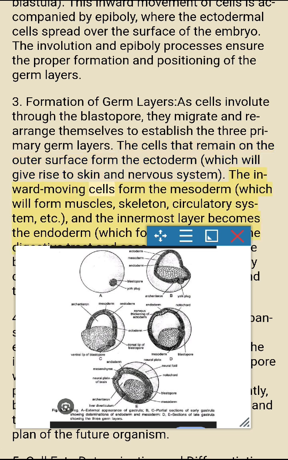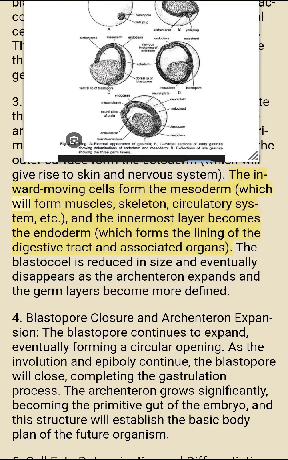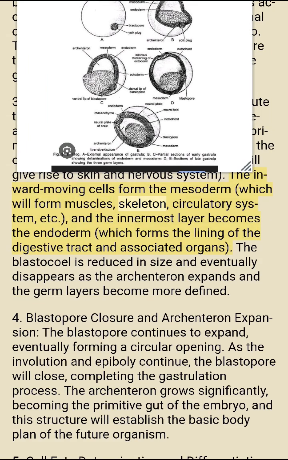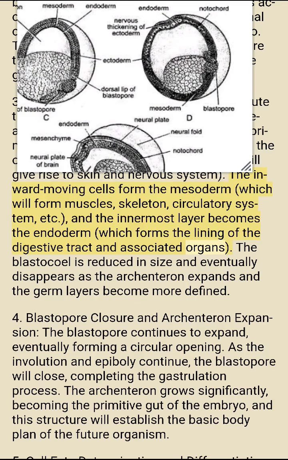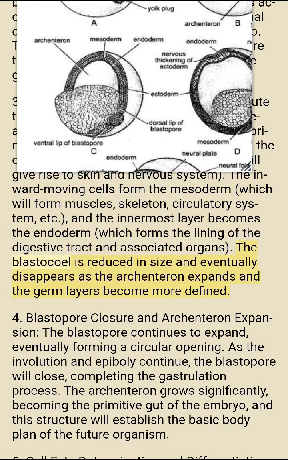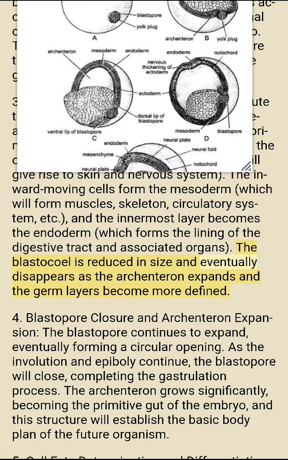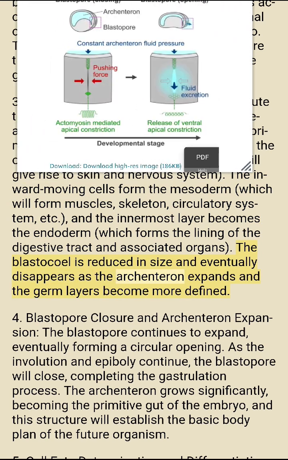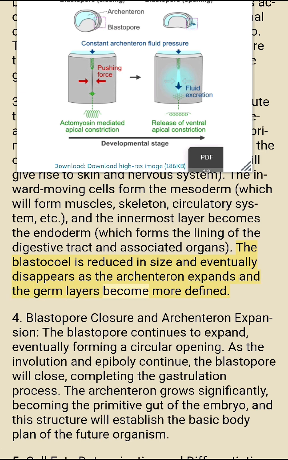The inward-moving cells form the mesoderm, which will form muscles, skeleton, circulatory system, etc., and the innermost layer becomes the endoderm, which forms the lining of the digestive tract and associated organs. The blastocele is reduced in size and eventually disappears as the archenteron expands and the germ layers become more defined.